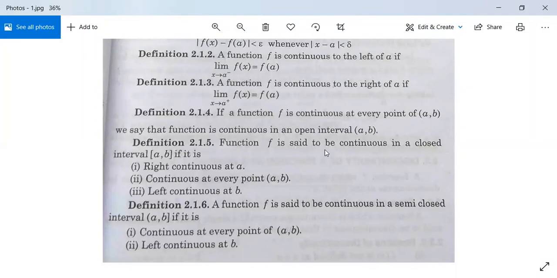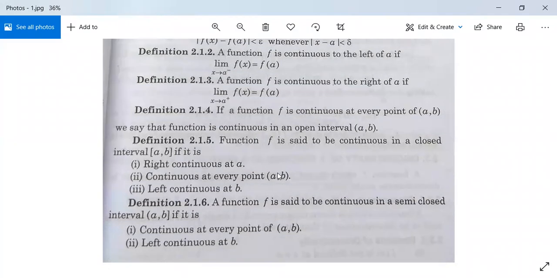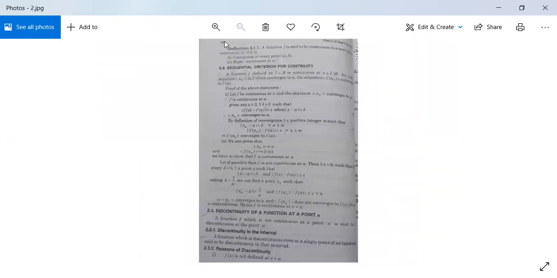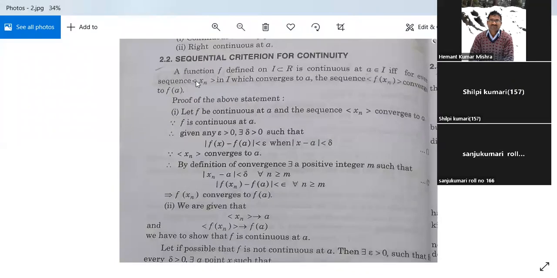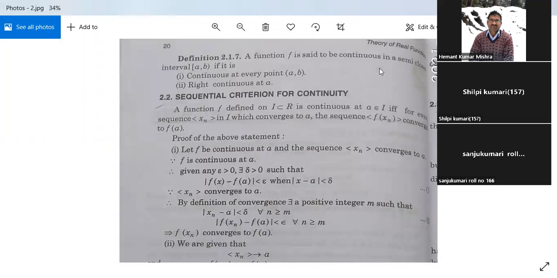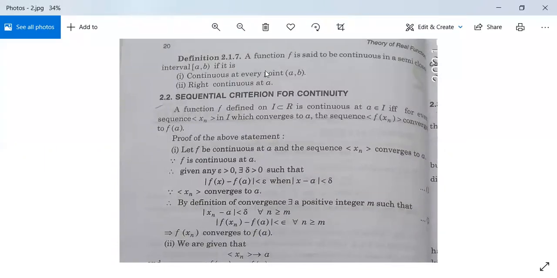Next definition: function f is said to be continuous in a closed interval [a,b] if it is right continuous at a, continuous at every point of open interval (a,b) and left continuous at b. So this one is more important right now. Then a function f is said to be continuous in a semi-closed interval if it is continuous at every point of open interval (a,b) and left continuous at b, and a function is said to be continuous in a semi-closed interval if it is continuous at every point of (a,b) and right continuous at a. So these are your various definitions of continuity.